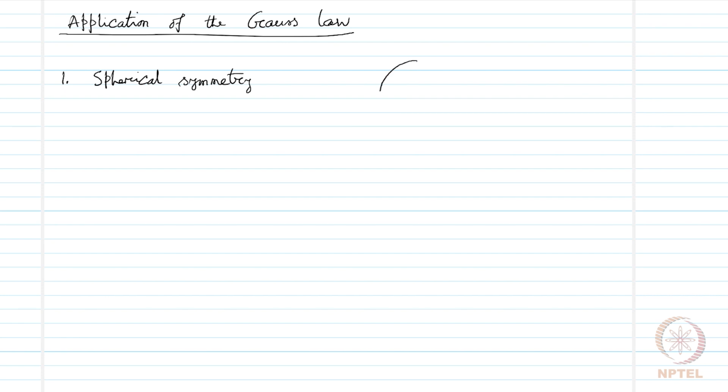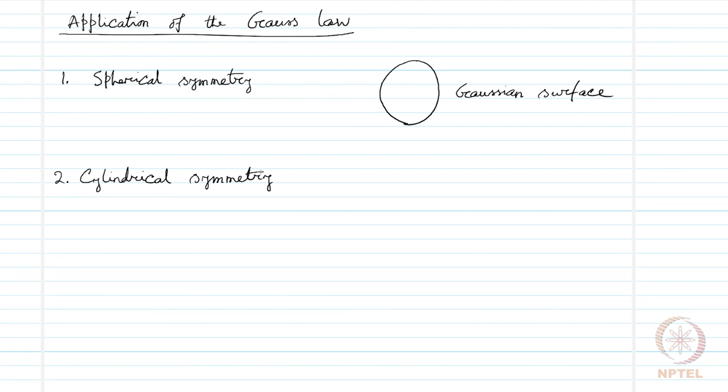So if we have spherical symmetry of the electric field, then we will have to consider a spherical Gaussian surface. If we have a cylindrical symmetry, then we will have to consider a cylindrical Gaussian surface, and this also applies when we consider a line charge distribution, because with a line charge distribution we will have a cylindrical symmetry in the electric field.